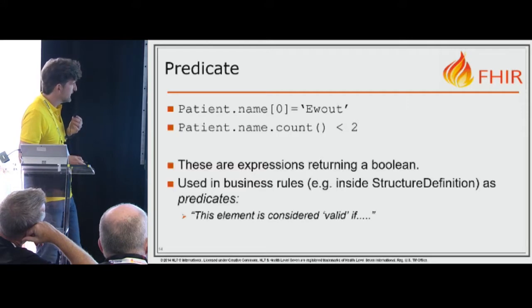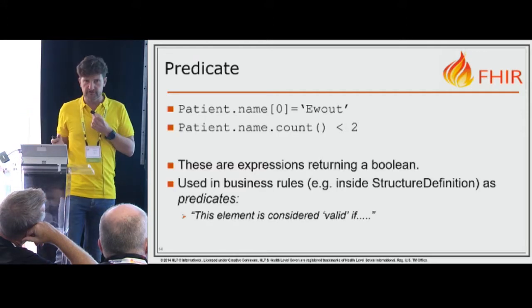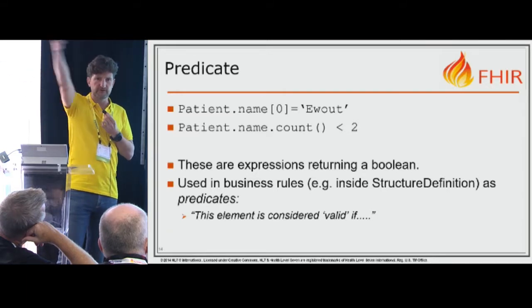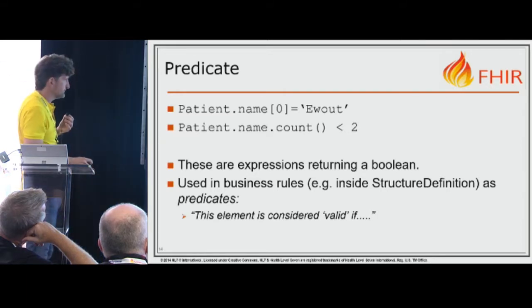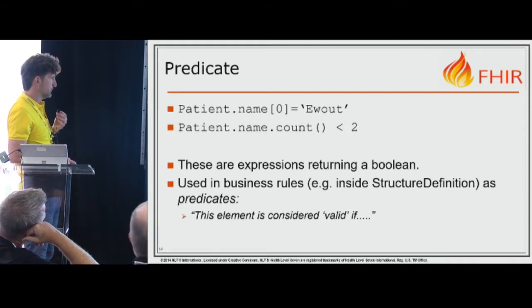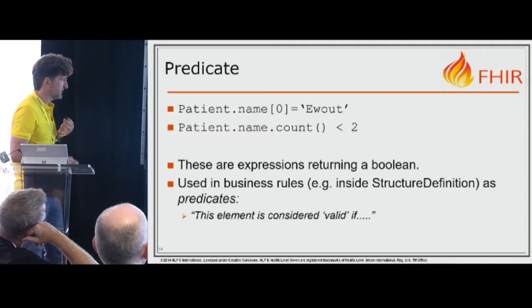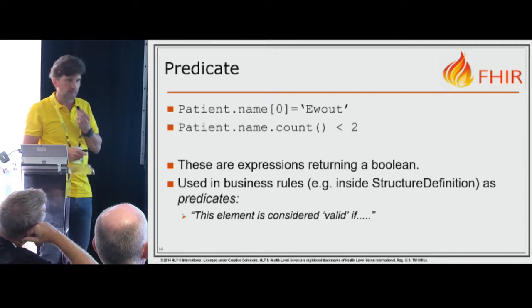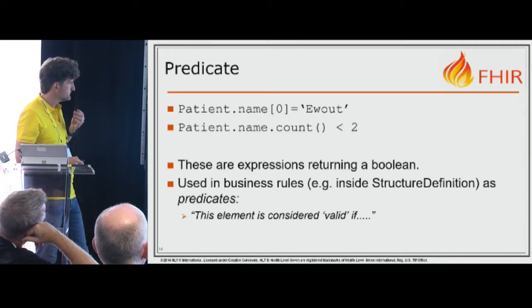And so this is kind of a predicate. And we use this in structure definition to add extra business rules on top of the very general FHIR specification. These are expressions returning a Boolean, and you can read them like, this element is considered valid if patient name is Ewout. Patient.name.count is smaller than 2. That's how these are used in structure definition within the constraint element in structure definition.